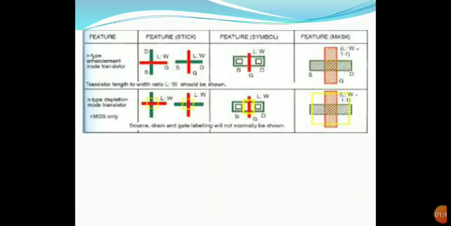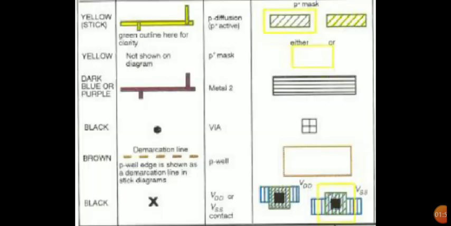So this diagram is for the NMOS encoding. To design the NMOS encoding, we have to use these stick diagrams. And these symbols are for the CMOS encoding. One of the important things here is the demarcation line, which will be represented by the brown dotted lines.